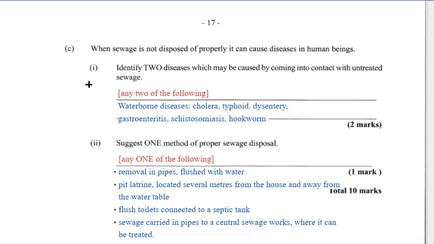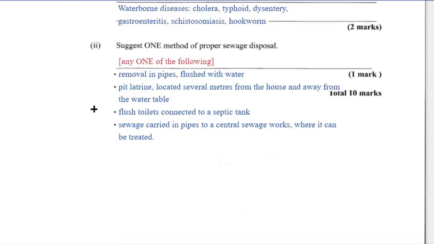And we have methods of proper sewage disposal. There are many ways you can do that. The first one is the basic strategy across the board. You remove them in pipes. You do not have them open to the air and in touch with where people could access it, or where it could get in touch with your water supplies, with your drinking and potable water supplies. And you flush it out with water so that it doesn't get stuck.